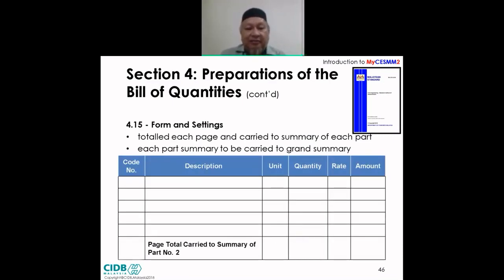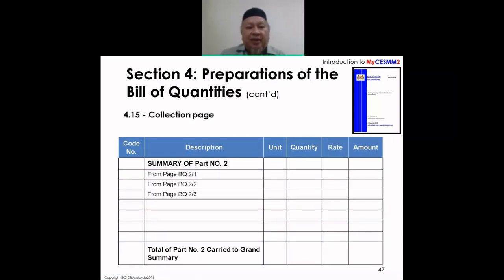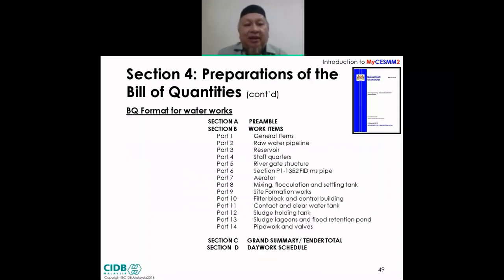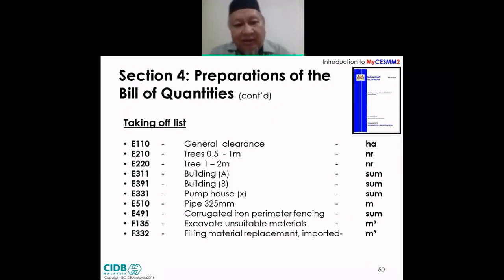Again, the form and setting as described earlier. Then the collection page, then the grand summary. And again, this is an example of a table of contents for a BQ for a water treatment plant. So you have again preambles, then the BQ proper, grand summary, and the work schedule. Simple one, you can see a lot of the descriptions are single liners. Of course, there are also descriptions that become like a paragraph, but even though single liner, keep it simple, sweet and simple.